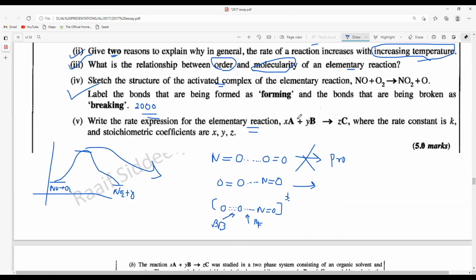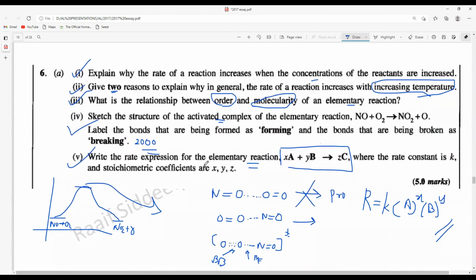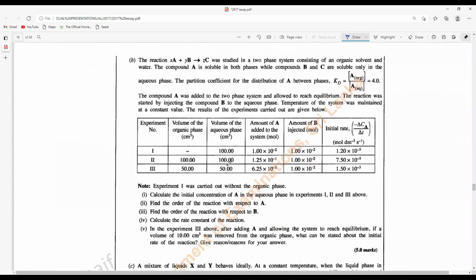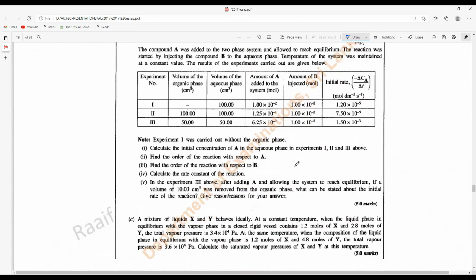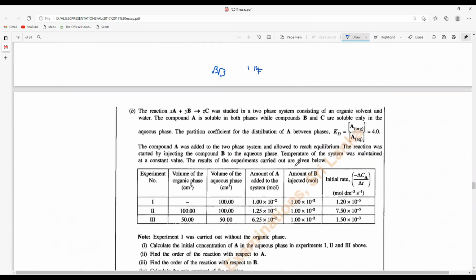This is also an elementary reaction that is given, xA plus yB going to give zC, where the rate constant is k and the stoichiometry is x, y, z. So typically in an elementary reaction, the order is equal to its molecularity. So r is equal to rate constant k times concentration of A to the power x and concentration of B to the power y. So this is the rate expression, right? That is done. Now moving on to part B. Part A is directly connected to part B, so we will quickly go through this, right?